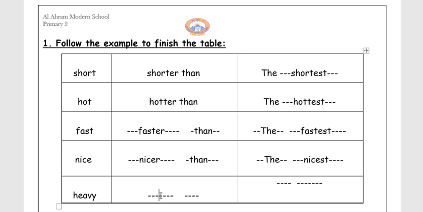Heavy, it's ending in y. So in the comparative form, we say heavier. I cancel the y and add ier. Heavier than. In the superlative form, I will say the heaviest. I change the y to iest. I hope that you found this exercise easy.